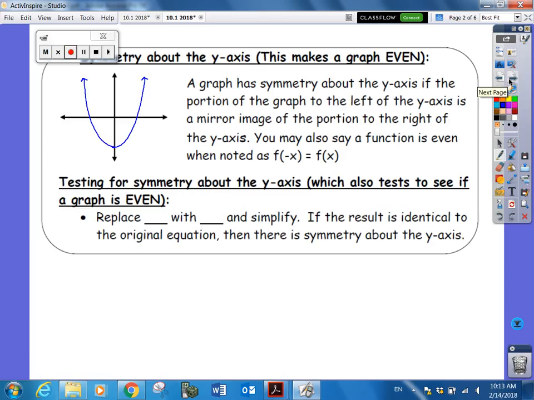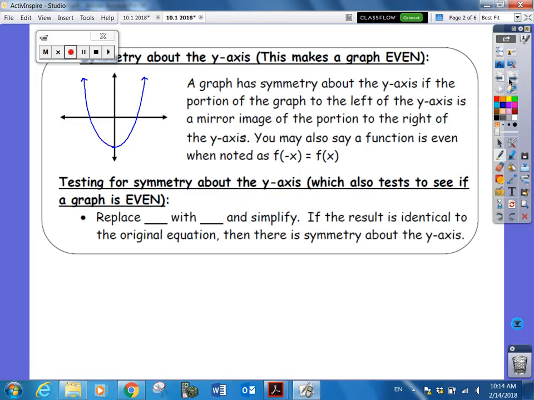Symmetry about the y-axis. Again, we can look very easily at this graph that I drew and see that it's symmetrical about the y-axis. It's a mirror image across that line. If it has symmetry about the y-axis, it's considered to be an even function. Okay, it doesn't have anything to do with the degree. It doesn't even have to be a function. It's an even function, or an even graph if it's not a function.